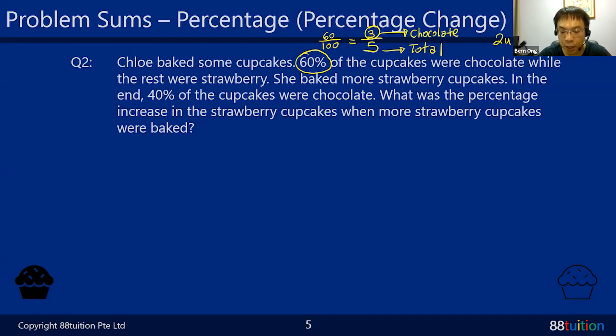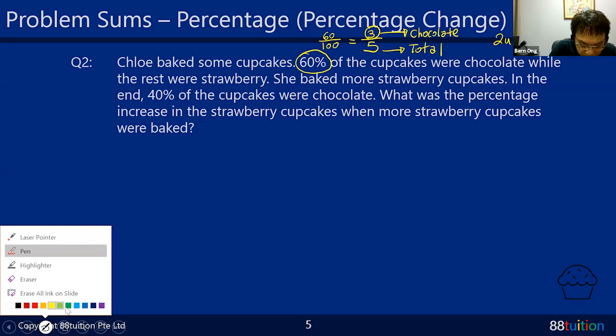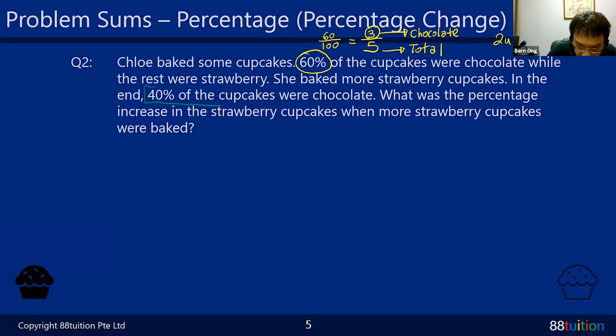Okay, then next. She baked more strawberry. In the end, 40% of the cupcakes were chocolate. So this is your second clue. 40% of the cupcakes were chocolate. Hey, 40 is what? Oh, Chloe, you have a question? What's the question? Let me let Chloe speak. Chloe, you are unmuted. Yes, Chloe.